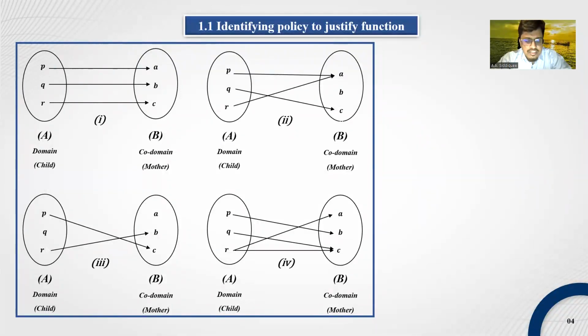Figure 3 is not a function because the child Q has no mother in this relationship, which is not possible in reality. Figure 4 is also not a function. Here we see the child R has two mothers A and C, which is impossible. I hope you can understand.